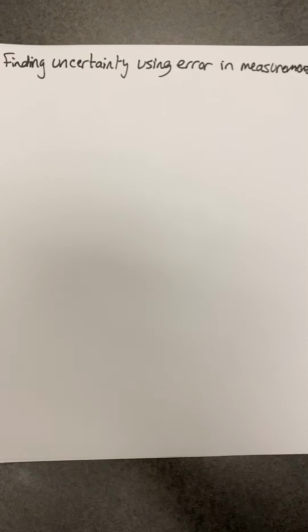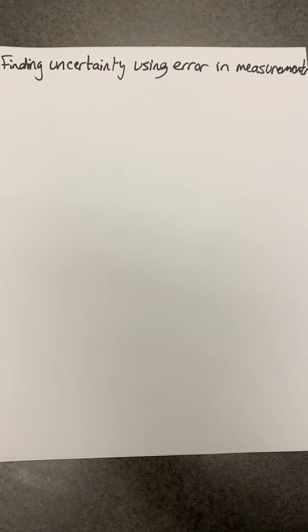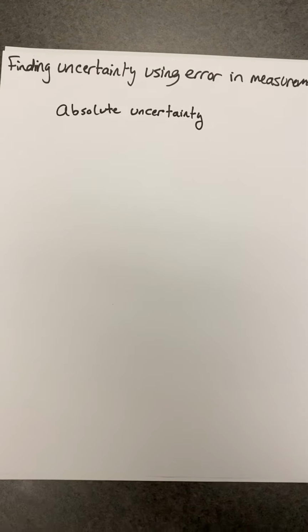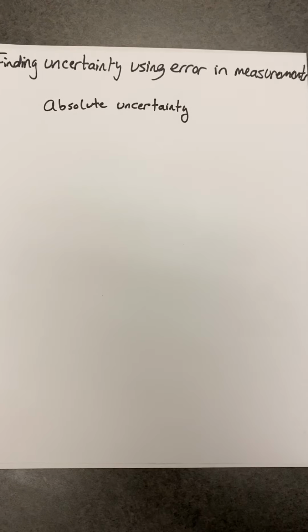Alright, so today we're going to talk about finding uncertainty using error in measurements. So this usually comes in two types. First, there's an absolute uncertainty. And this gives us kind of an exact amount of uncertainty within something.